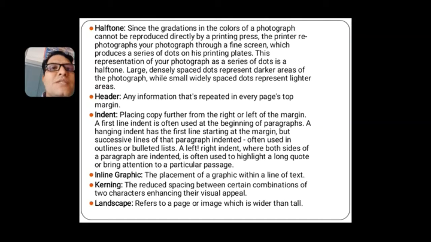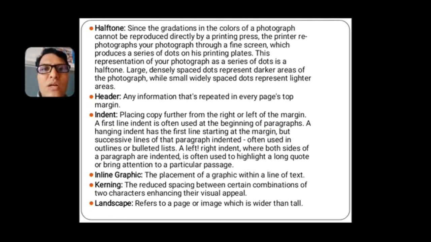Large, densely spaced dots represent dark areas of a photograph. So if your halftone consists of large as well as densely spaced dots, then it is called a dark area, while small and widely spaced dots represent lighter areas.